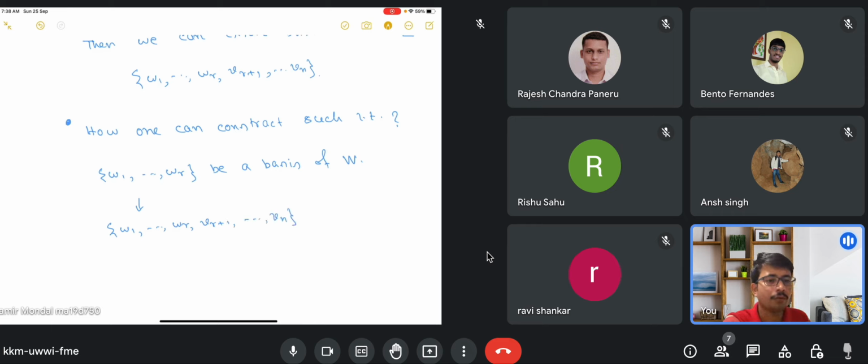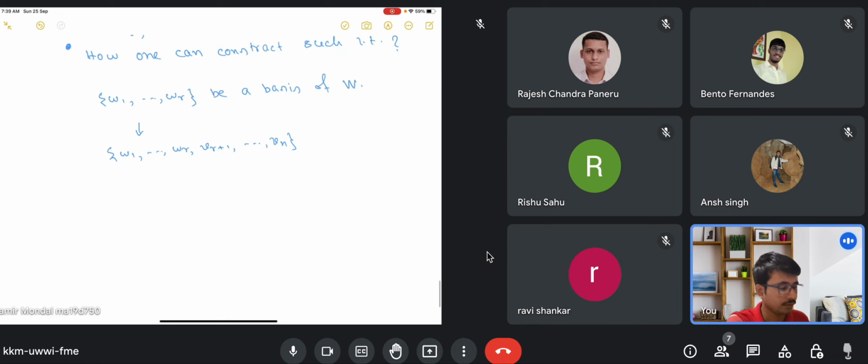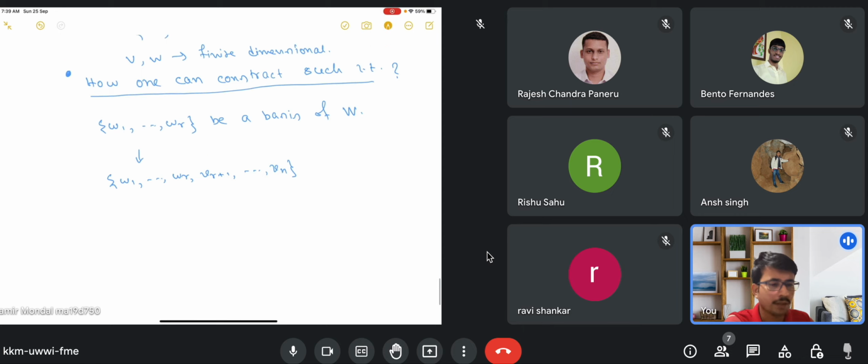Here I am talking about the finite dimensional case, but the same proof will follow for the infinite dimensional case also, no issue. Here the assumption is V and W are finite dimensional. You can follow the same proof for infinite dimensional, no issue. So how can one construct such a linear transformation when V and W both are finite dimensional?